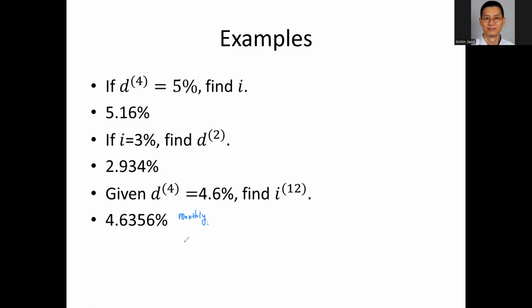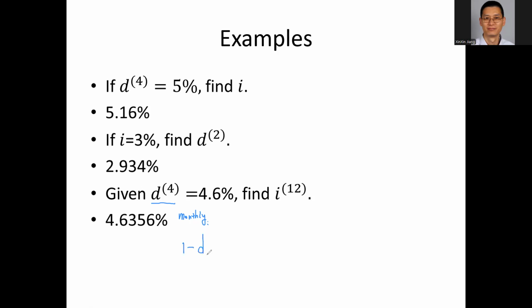So I need to figure out the monthly effective discount rate. This number divided by 12 doesn't give you that number. Divided by 4 would give you the effective quarterly discount rate. But you still need to find the effective discount rate per month. So you need to do this.